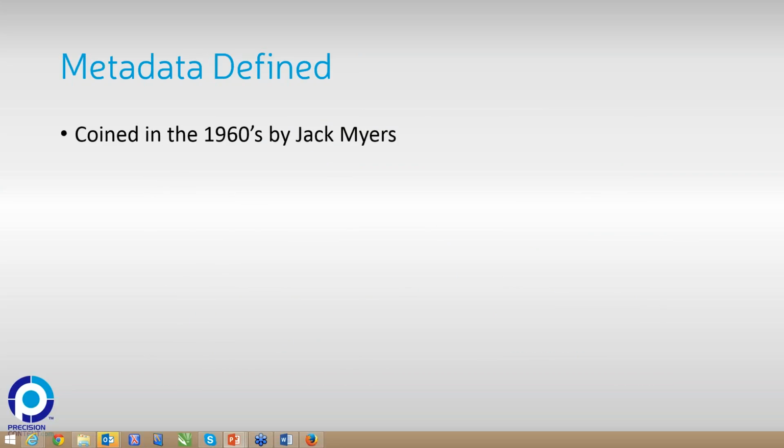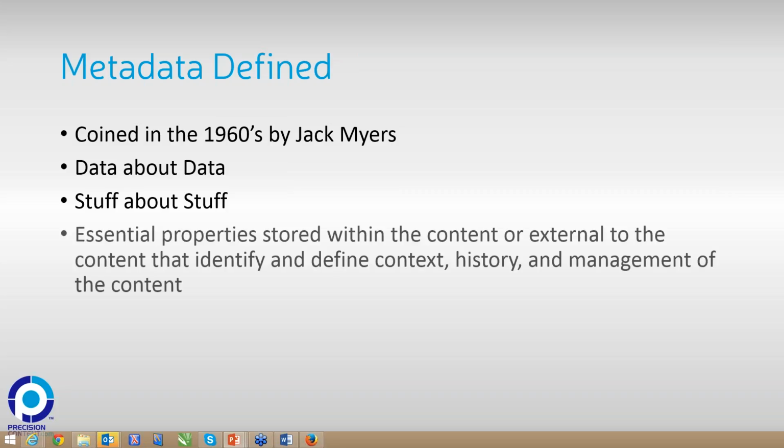So metadata, as defined, was coined back in the 1960s. And its textbook definition right now is as simple as data about data. Of course, that's about as useful as stuff about stuff, really, isn't it? I mean, it's not very descriptive as to what it does. So maybe a more elaborate explanation would be to say that it's essential properties, usually structured within the context of external content, to identify and define information about that content.